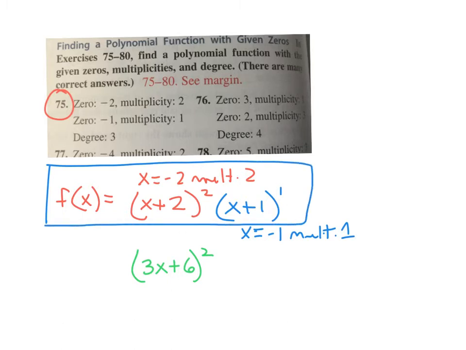Now, other possibilities. I could stick a negative 2 as a leading coefficient out front. That's going to flip the curve over, stretch it a little bit, but it would still meet these requirements. I could stick a 1/2 out there. It would be the same basic idea. So there are a lot of options for this section.